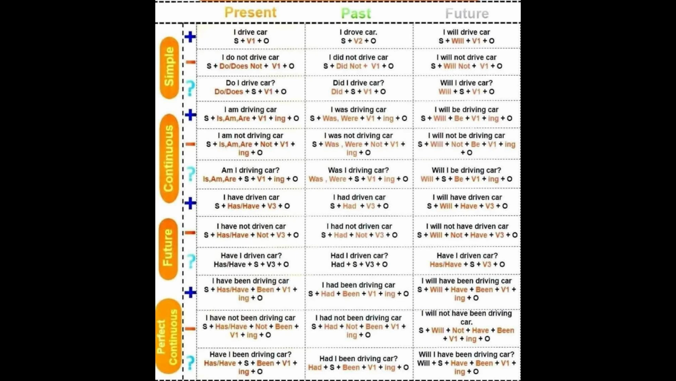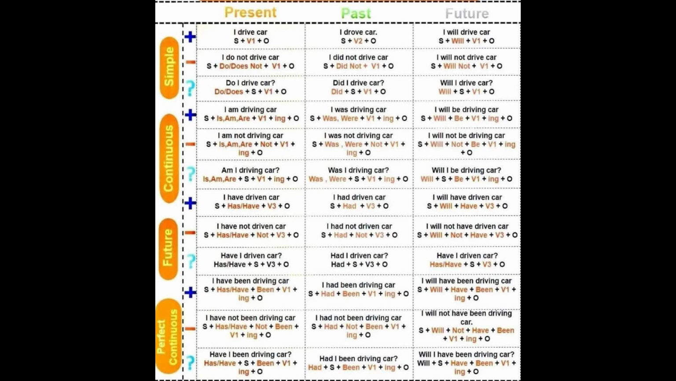Section 4. Perfect continuous tenses. Finally, let's talk about the perfect continuous tenses, which show an action continuing over time. Present perfect continuous, we use has/have plus been plus verb plus ing. Example, I have been driving a car.